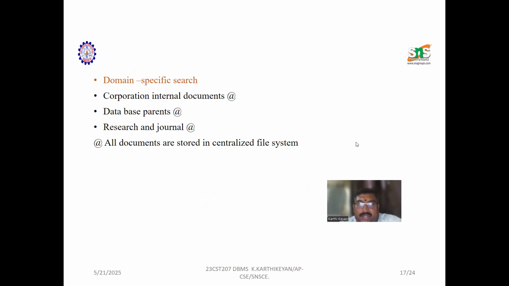So domain specific: a corporation's internal documents, database patents, and research journals, with all documents stored in a centralized file in the area. Suppose you want any journals, I would refer to the library as a centralized one. I search based on author name, book name, or publisher name, so I can easily search for my books, journals, or any other materials.